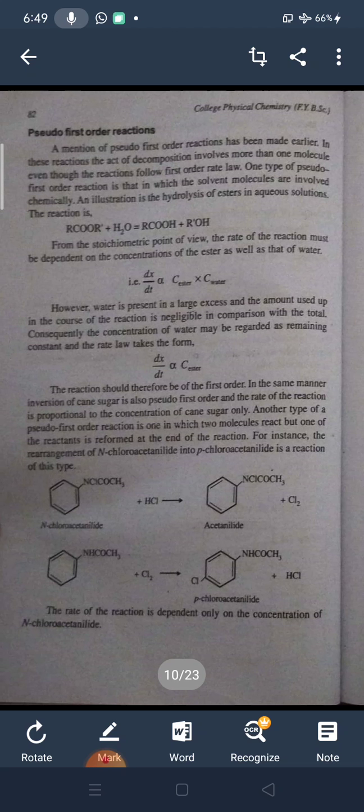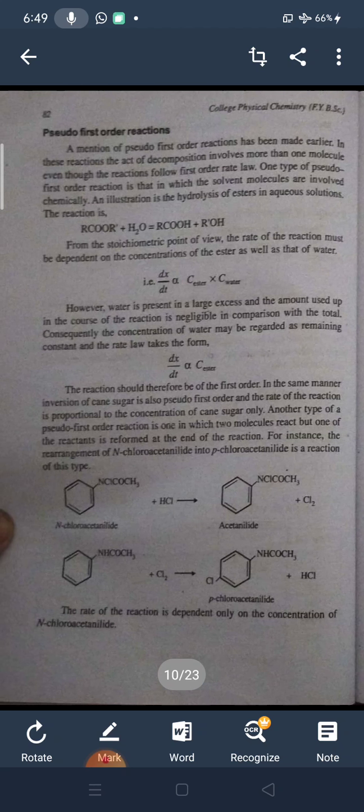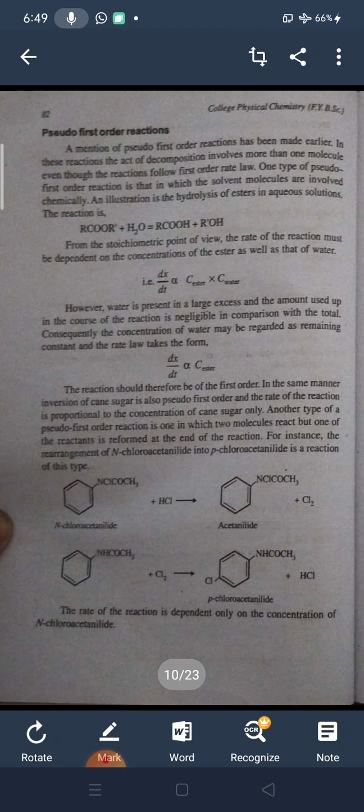From this stoichiometric point of view, the rate of the reaction must be dependent on the concentration of the ester as well as the water. But water is present in large excess, and the amount used up in the course of the reaction is negligible in comparison with the total. Consequently, the concentration of water may be regarded as remaining constant, and the rate law takes the form dx/dt directly proportional to the concentration of ester only. The reaction should therefore be of the first order.